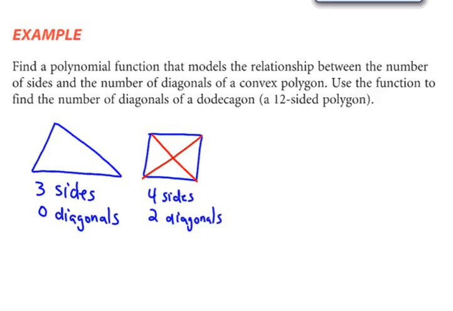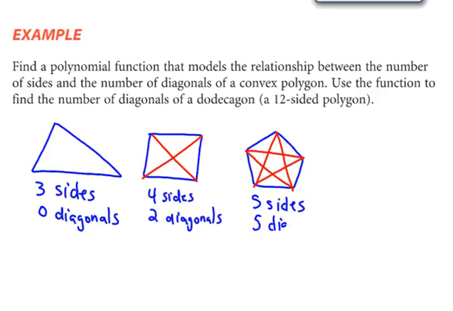Next, after a quadrilateral, we would have a pentagon. So 1, 2, 3, 4, 5 sides. So 5 sides. And let's see, 1, 2, 3, 4, 5 diagonals. So 5 diagonals.